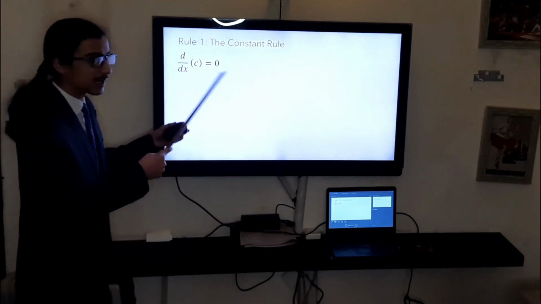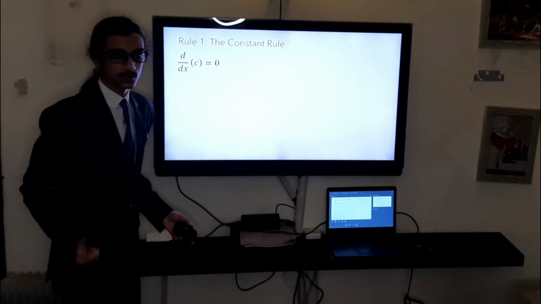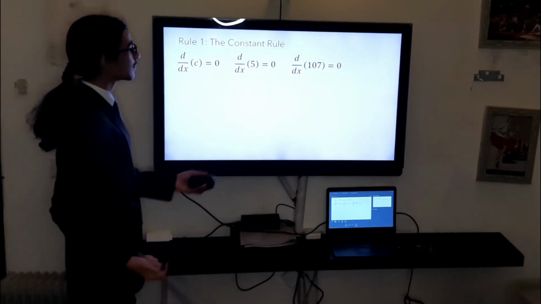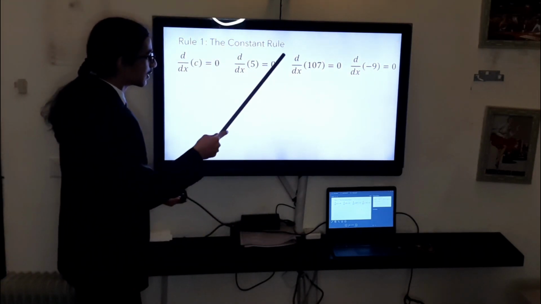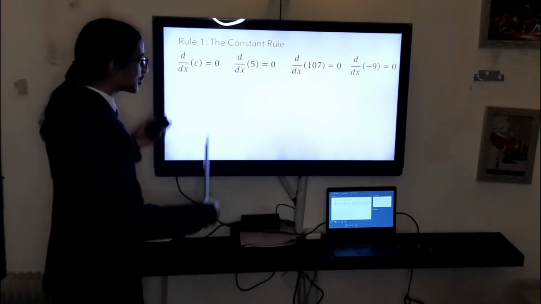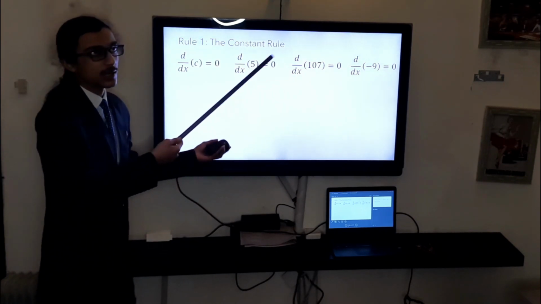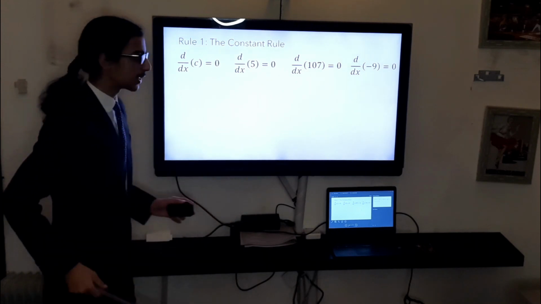But hopefully it's fairly obvious that if you've got a constant which is not changing, its derivative is just 0. So like the derivative of 5 is 0. Derivative of 107 is 0. It doesn't matter what the constant is. Derivative of minus 9 is 0, right? And all these are, of course, functions. We're considering them to be functions. Okay, so that's just the constant rule. Fairly simple. There is technically a proof by definition for this, but hopefully I've explained it intuitively enough that you don't need to see that.